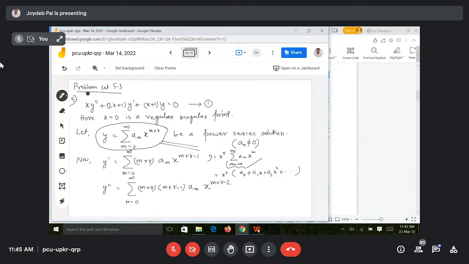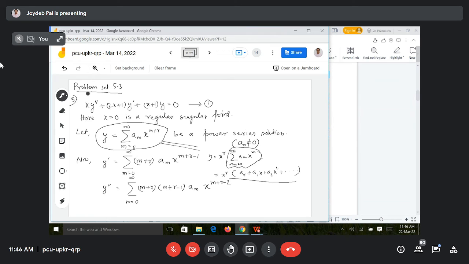Look, the initial series is the sum from m equals 0 to infinity of a_m x to the power m plus r. Or you can write x to the power r times the sum from m equals 0 to infinity of a_m x to the power m. Can I write this? Now, if you split this series term wise, then can I write this?